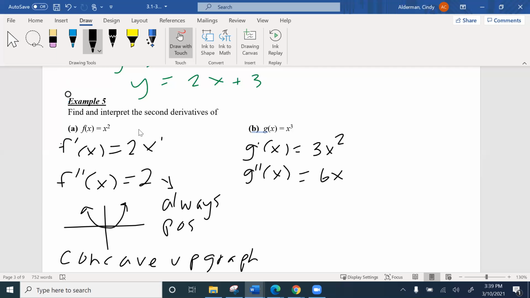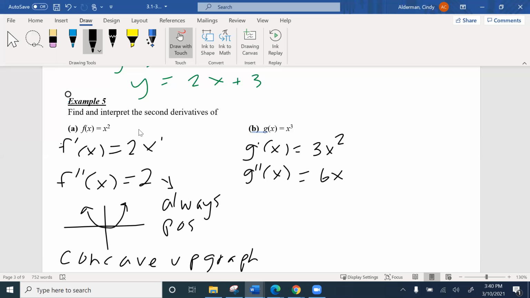Now the result of 6x could be positive or negative, depending on the value of x. So if x were negative, then 6 times x is going to be negative. If x were a positive number, like let's say 2, then 6 times 2 is a positive 12.